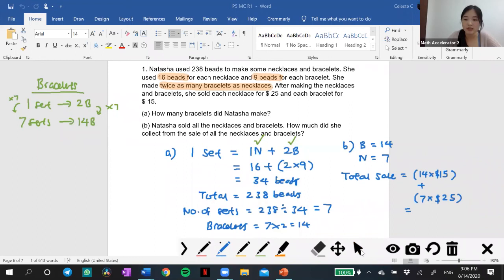So when you type this into your calculator, don't forget to bring in your brackets. If you don't, your answer will be completely wrong and be so wasted. 385. Okay, good. So this is how much Natasha would earn from selling these necklaces and bracelets. Anyone still needs time to copy this?